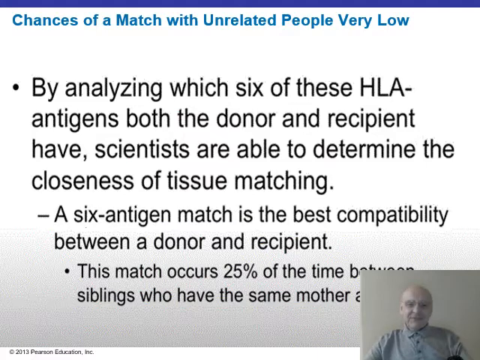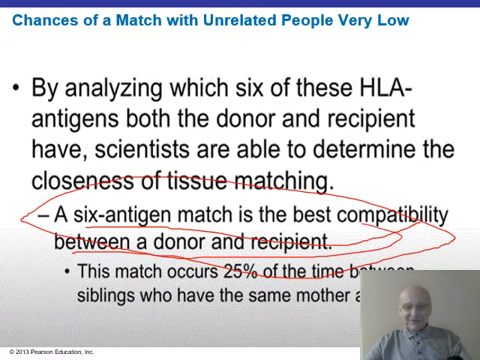So a 6 antigen match, right? Those 3 alleles, which are 6 genes. That's what you want. That's what you're looking for. That's what they mean when they say tissue typing. Now, there are other things involved in tissue typing. If you watch that video, you'll see.